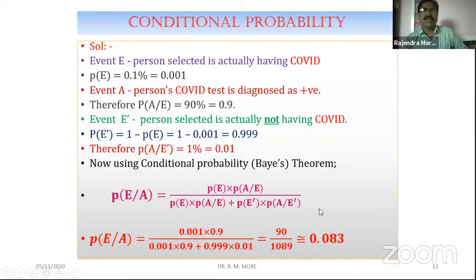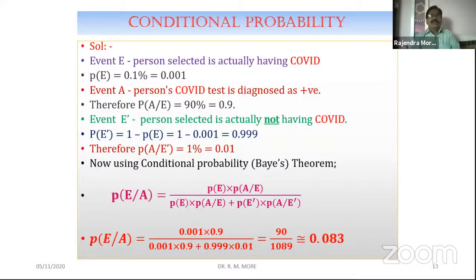That is, when a person is randomly selected and reported COVID positive, the probability that such a person is actually having COVID is 0.083. That is 8.3%. This example, I think, matches our Indian condition, even the recent condition. So I hope that you liked this example and understood it also.